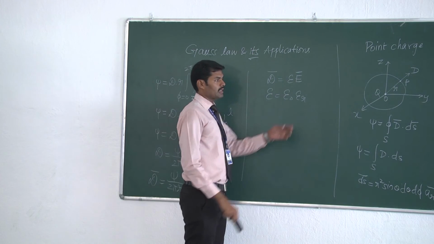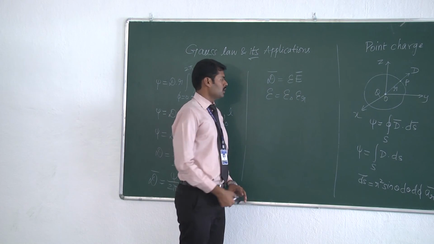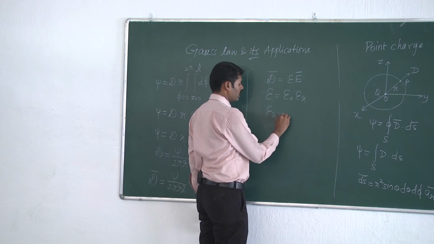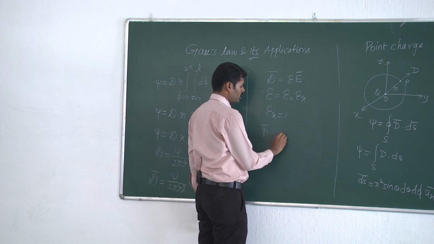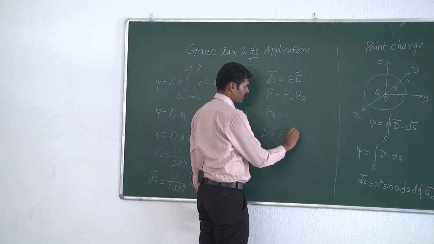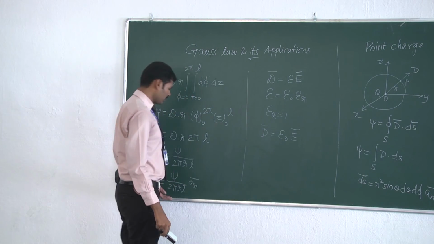So here our line charge is there in the free space. So epsilon r value will be equal to 1. So the D vector will be equal to epsilon naught into E vector. So here we have got the D vector equation.